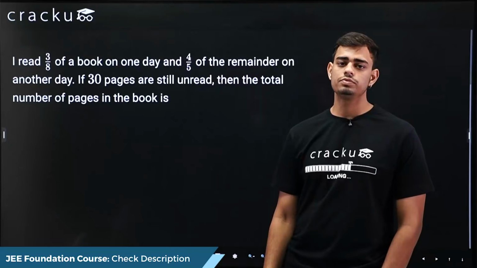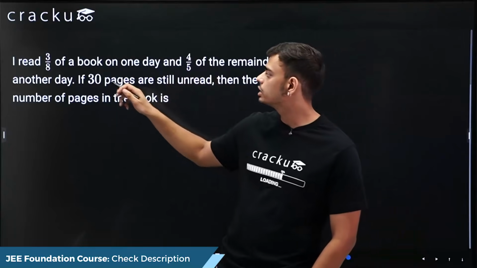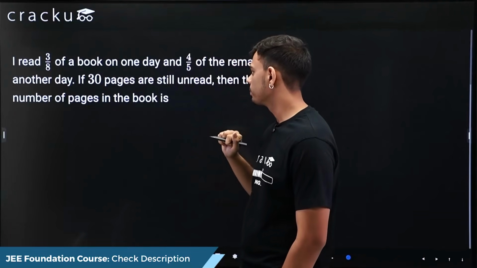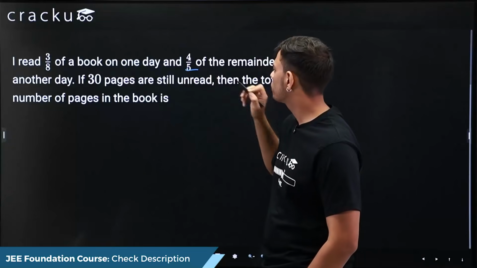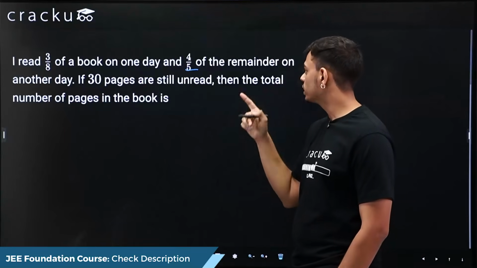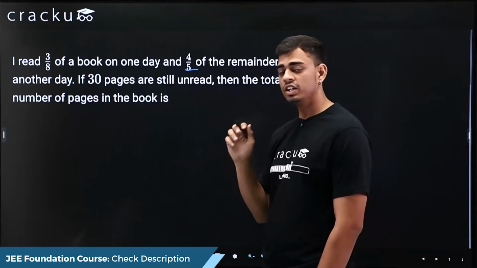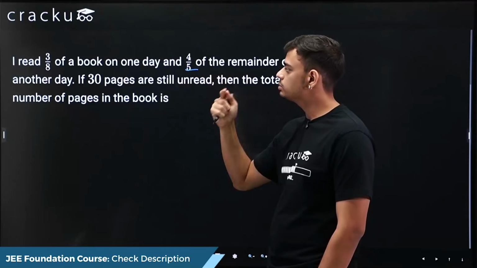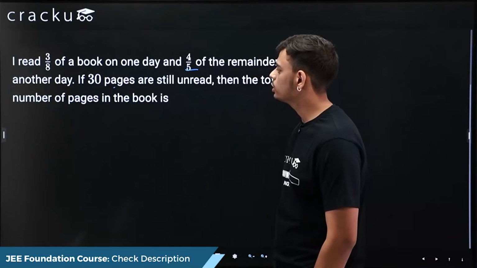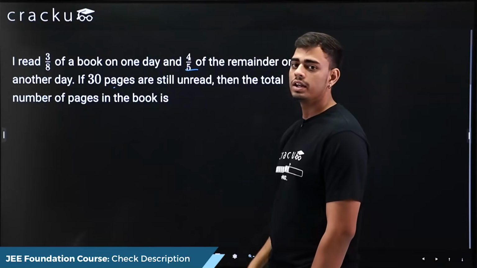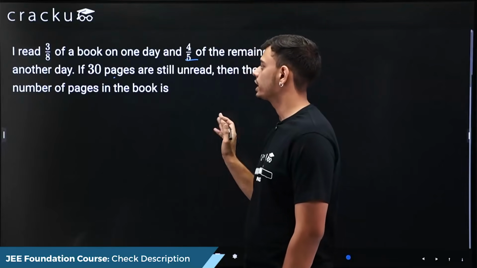In this question, we are given that some guy read 3 by 8 of a book on one day, and then he read 4 by 5 of the remainder on another day. Even after reading these 2 times, he is left with 30 pages. Then the total number of pages in the book is. Let us assume the total number of pages to be x.